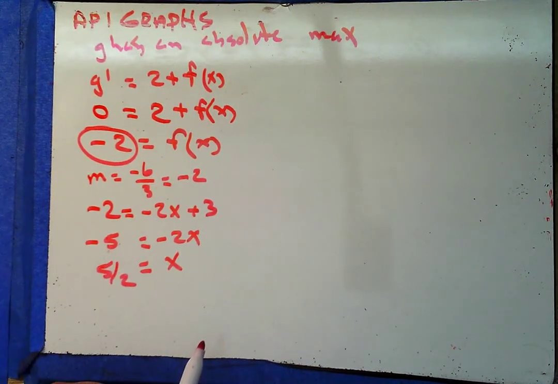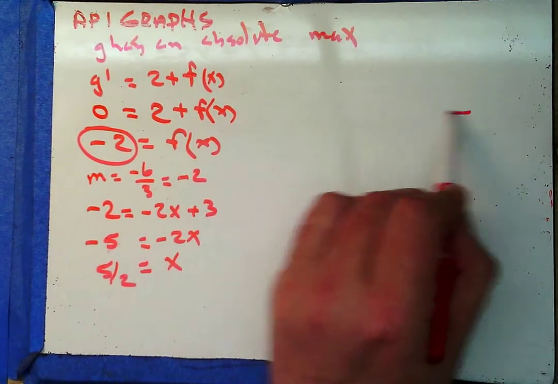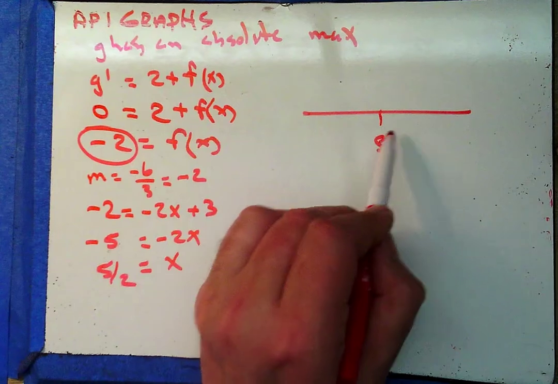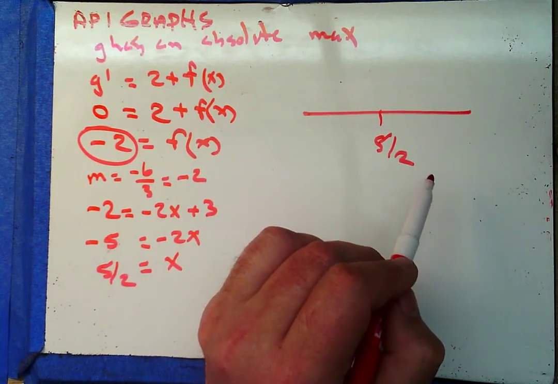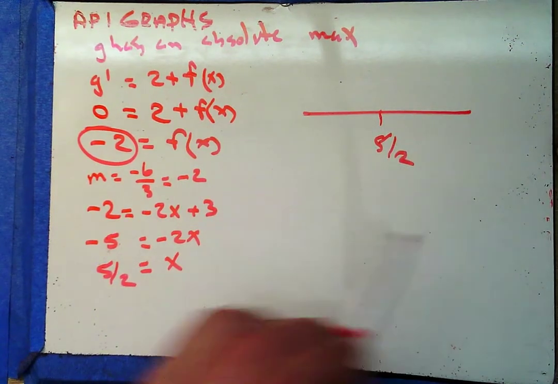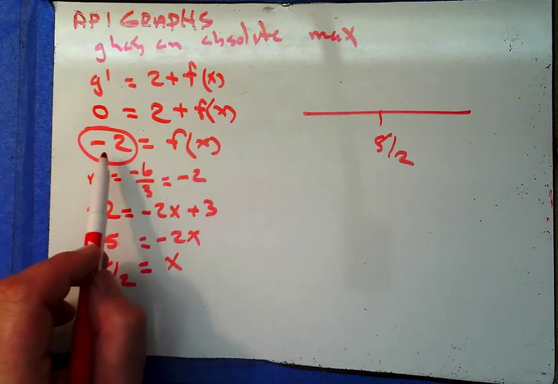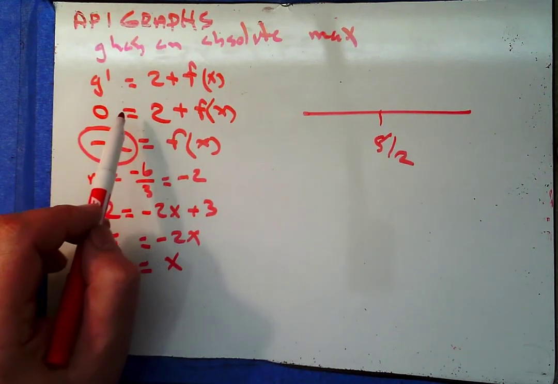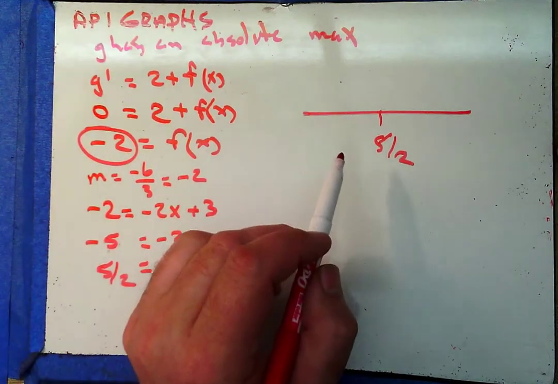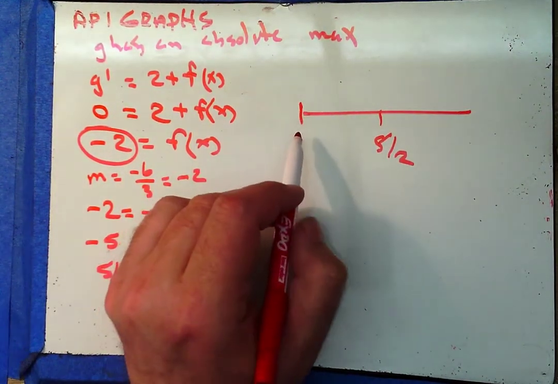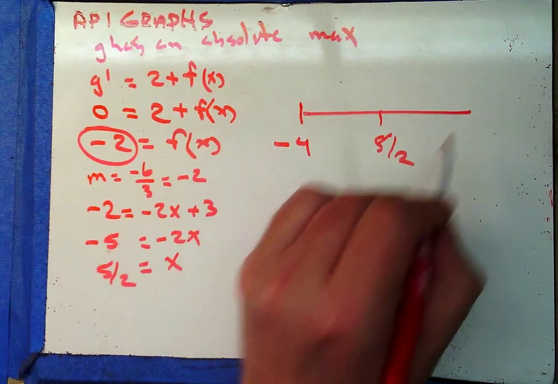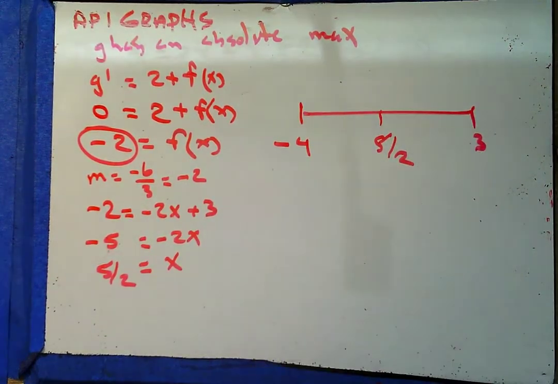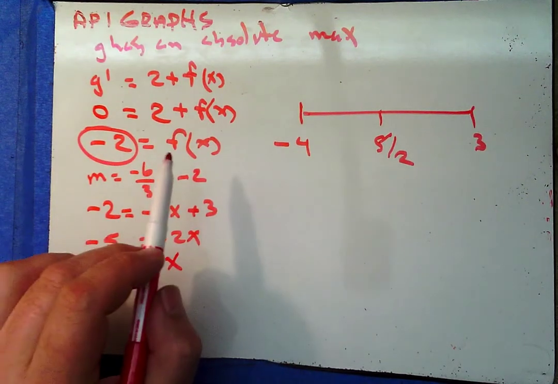So I think x equals 5 halves is my only critical point. That's the only place where f equals negative 2, which is the same as g prime equal to 0. And so don't forget we also need to consider these endpoints, negative 4 and positive 3. What can we say about f?